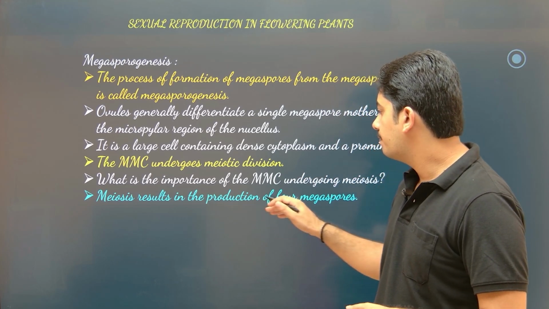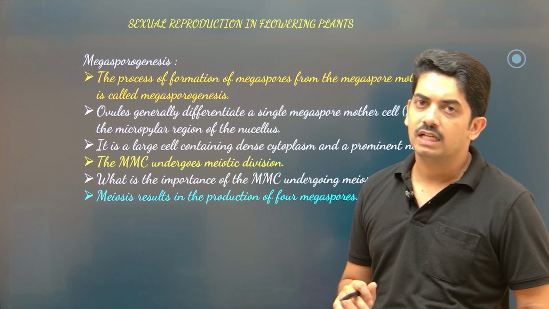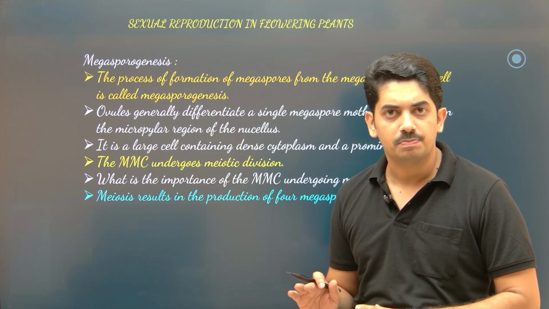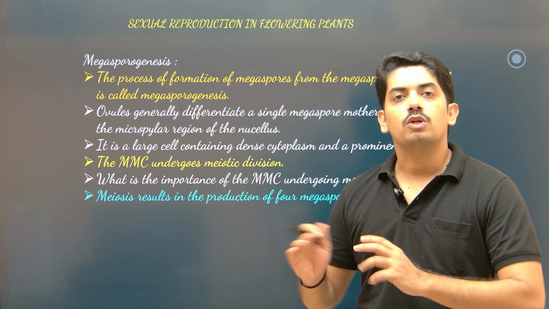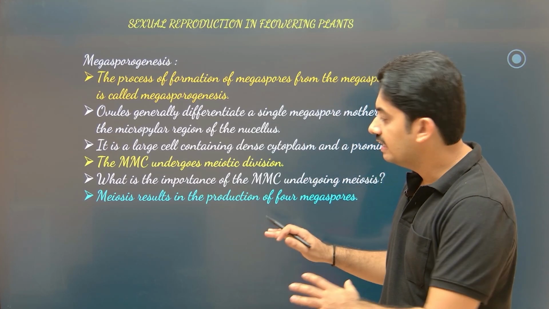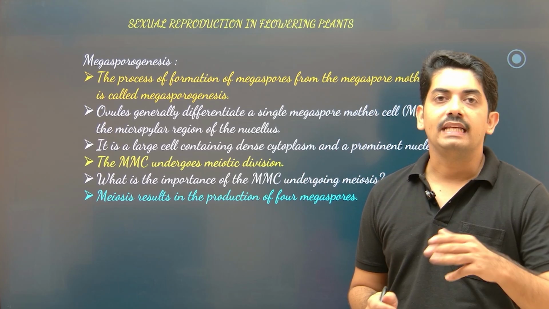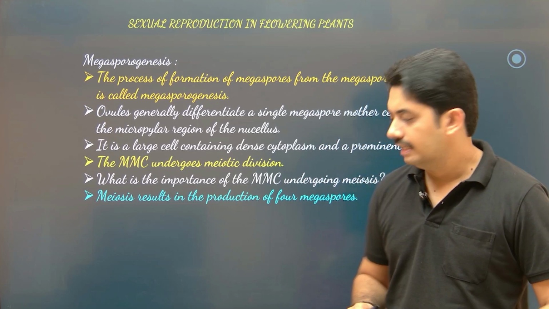Meiosis results in the production of four megaspores. Here also four megaspores are formed, just like in microsporogenesis, but in microsporogenesis all four microspores are retained. Here it is different. When the four megaspores are formed, three will degenerate and one will be retained.